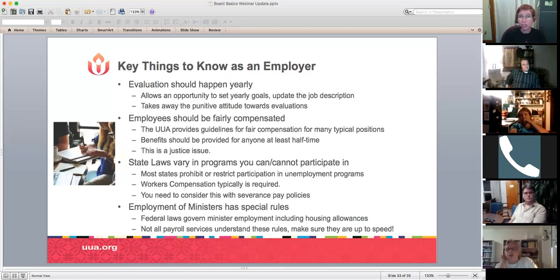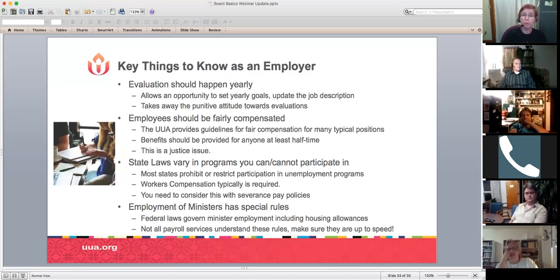As congregations, we're very good at saying minimum wage should be $15 an hour, people should have health care, and then not do it in our own business. So we need to pay attention to that. State laws do vary, and I suggest you get advice about employment in your state.